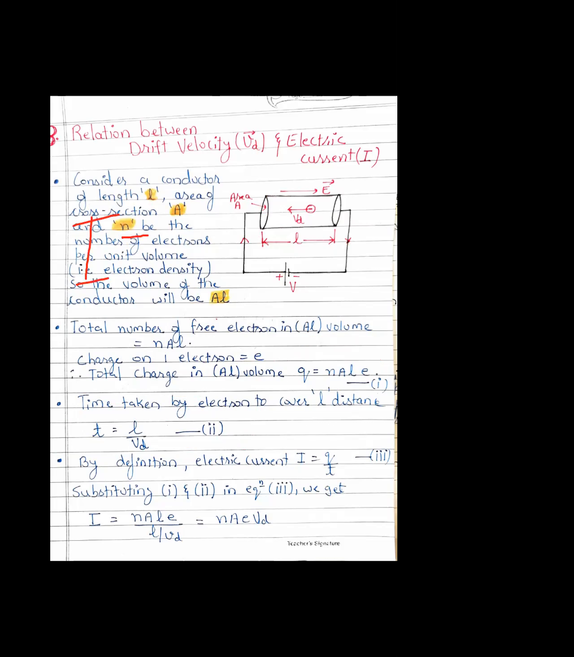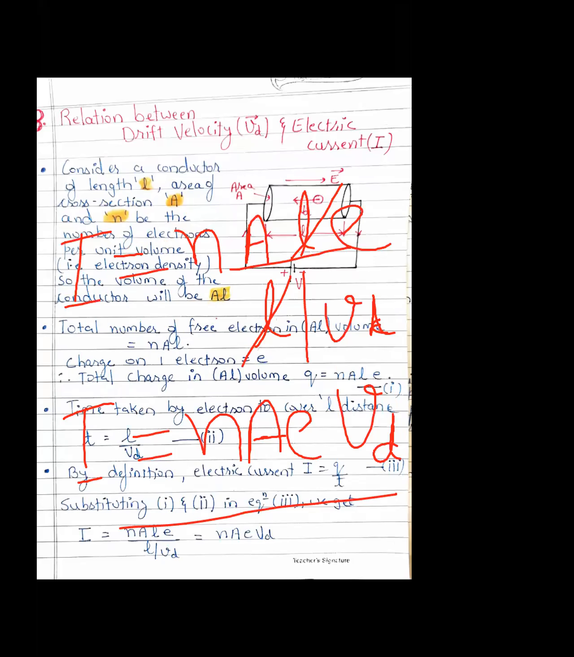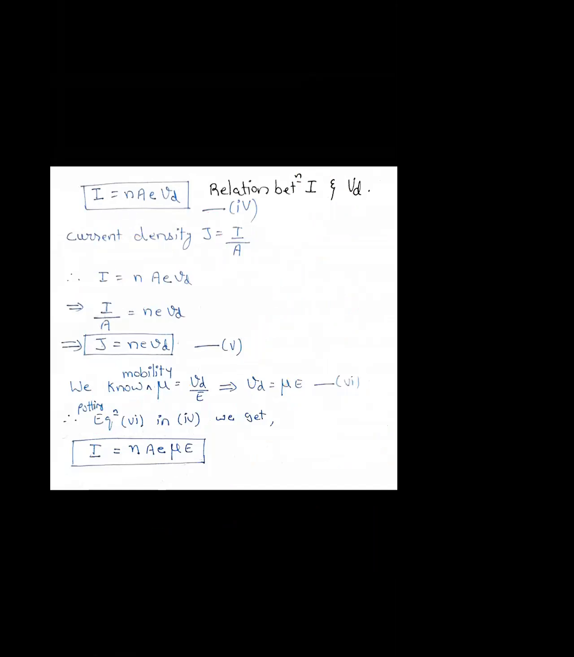I equals Q. Q is NaLe upon t. t is L by Vd. So we know L will get cancelled. I equals NaeVd. Right children? So this is the relation between the drift velocity and the electric current. Now, suppose I don't want current. This is one equation, right? Fine. This gives the relation between current and drift velocity.